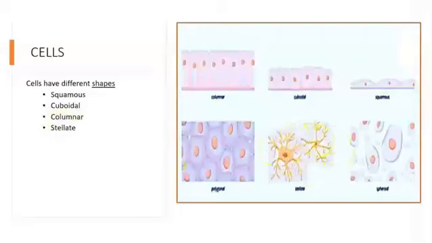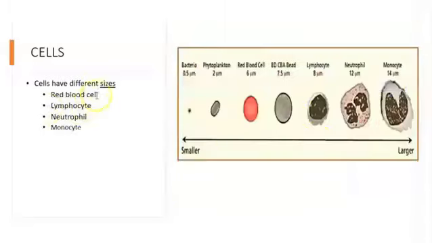You scroll down. The next concept that we need to understand is that the cells have different sizes. Organs have different sizes, so it makes sense to have cells with different sizes as well. So you need to understand the cells have different shapes as well as different sizes.